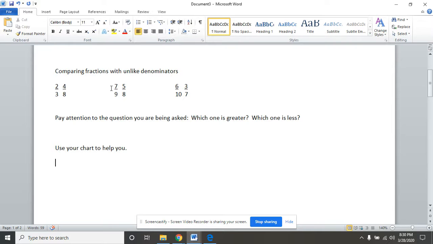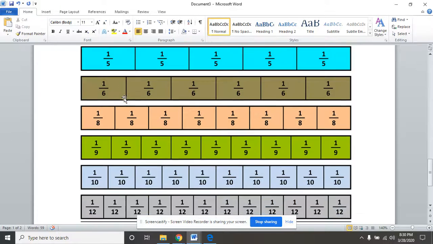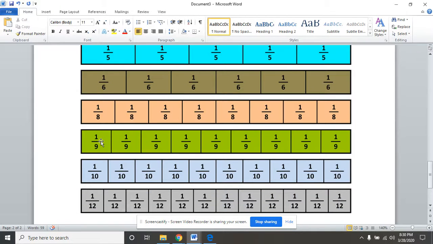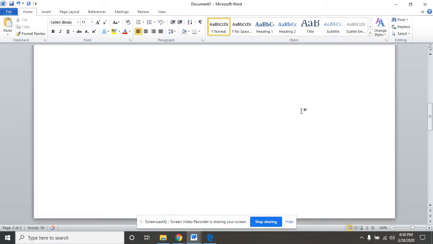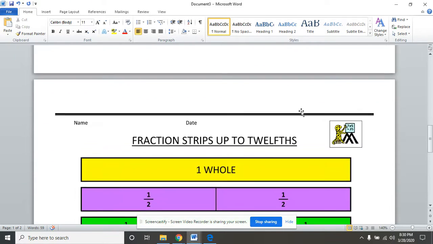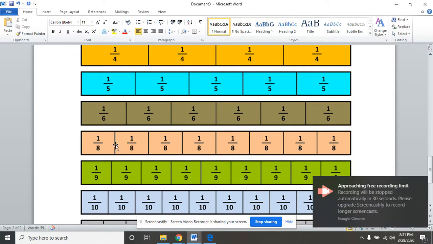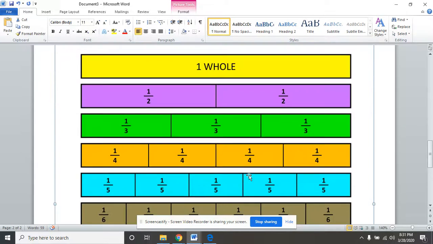Then we have 7/9 and 5/8. And we can go down here and again look at our 9ths and our 8ths. So we have 7/9, 1, 2, 3, 4, 5, 6, 7. And I've forgotten the other fraction, which was 7/9 and 5/8. Sorry about that. So 7/9 would get us to here, and 5/8, which would get us 1, 2, 3, 4, 5 right to here. So this one would be greater, the 7/9.